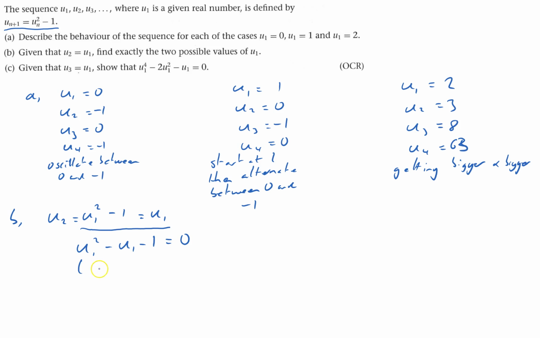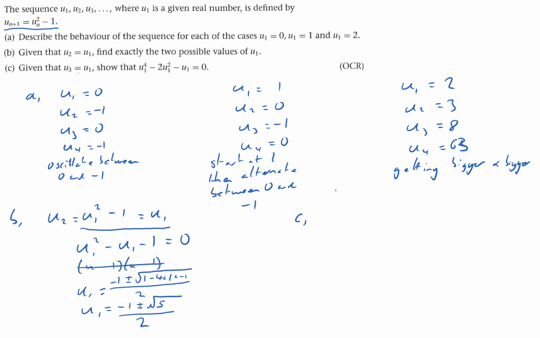Hopefully this will factorise. So u1 positive and 1 negative. It's not going to factorise, so I'm going to have to use the formula for it. So u1 equals minus b, which is -1, plus or minus square root of b squared, which is 1, minus 4 times a, which is 1, times c, which is -1, all over 2. So u1 equals -1 plus or minus square root of 1 plus 4, which is 5. So u1 is (-1 plus root 5) over 2, or (-1 minus root 5) all over 2. That's done.